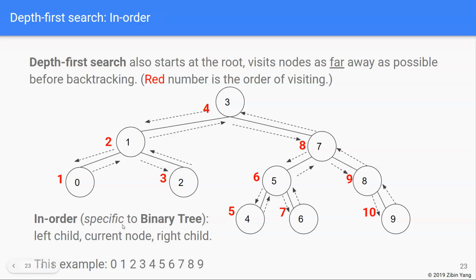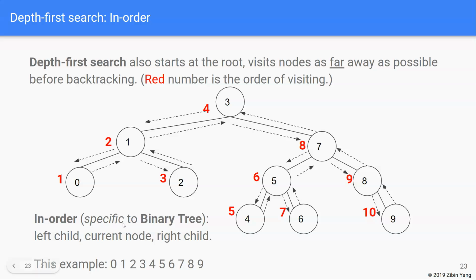Last order, which you are very familiar with, is the in order DFS, and that is to visit the left child first, then the parent, and finally the right child. So visiting the current node is in between the two children.